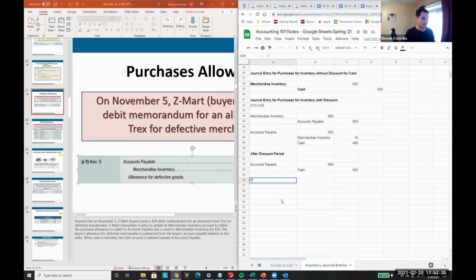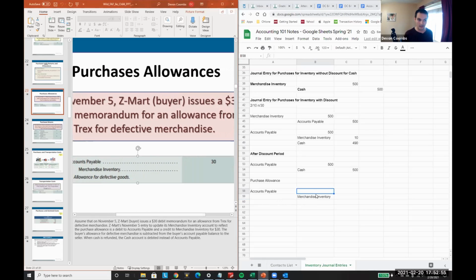So for the purchase allowance, we'll just have our accounts payable. Accounts payable is a liability, right? So we're going to reduce it by the customer credit we're getting. And then we're going to have to reduce our inventory by the same amount because of the historical cost principle, right? We're paying less for it.